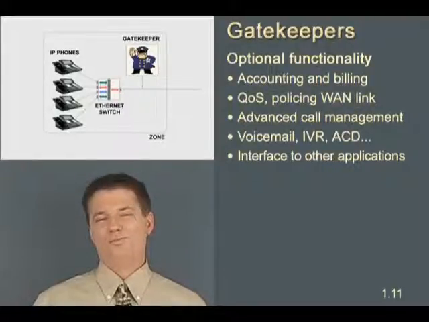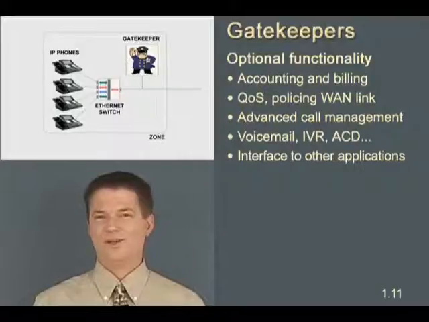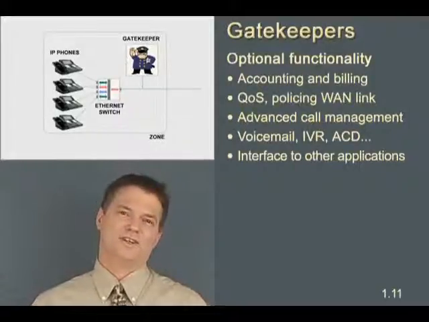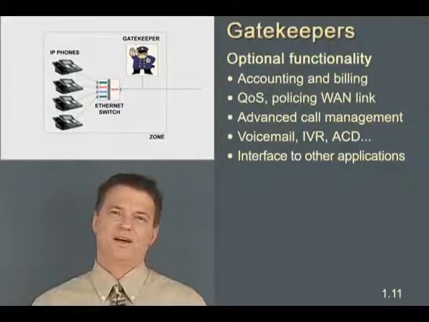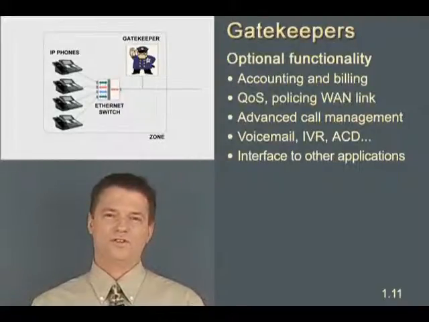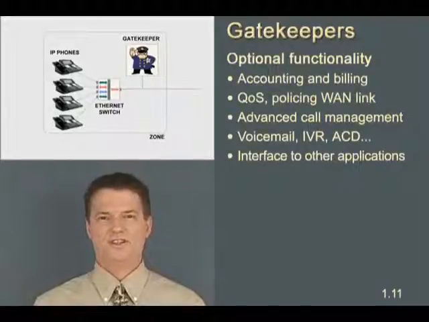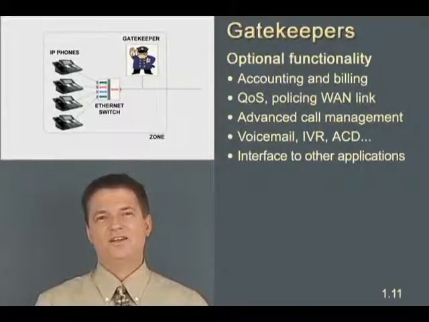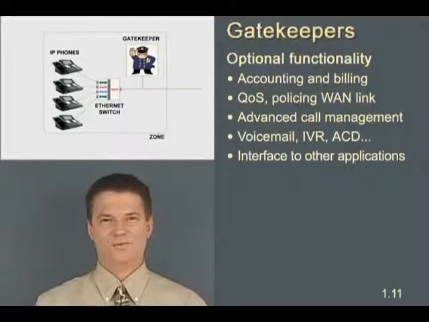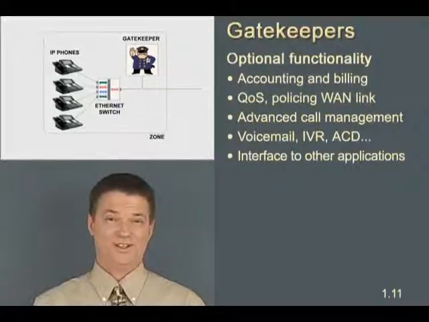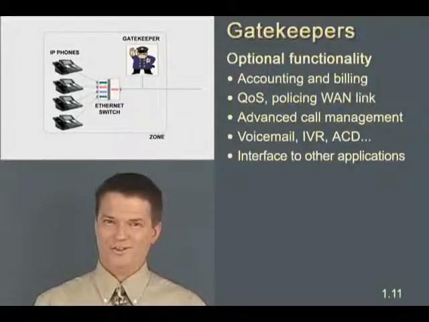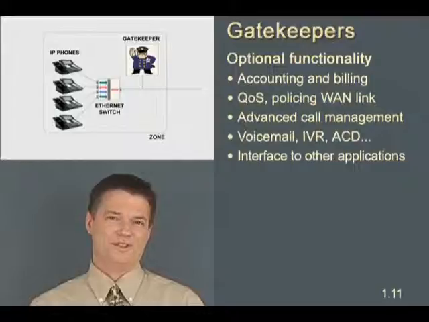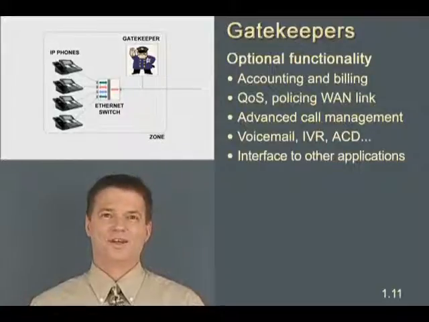So we could either be performing these functions on a box called a gatekeeper, or we could be interfacing to systems that do these. Other functions would be quality of service and policing the wide area network links. As we've mentioned, the idea of call admission control is one of the easiest ways of policing a link. If the link gets busy, we don't let any more people onto it. But it can get much more sophisticated than that, of course.